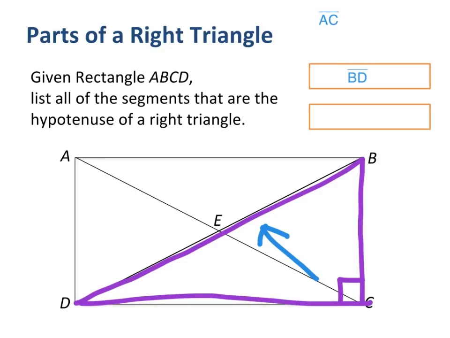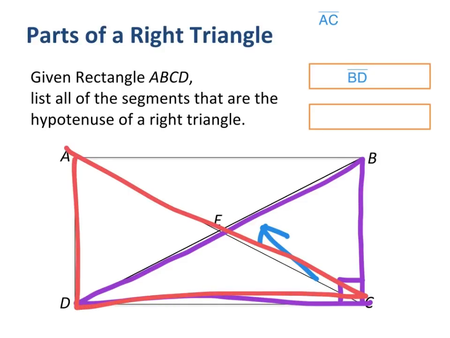However, there's another right triangle that's formed right here. And when I look at that right angle and the segment that's across from it, I find that that segment is AC. Now, of course, it forms two other triangles on the opposites of these. However, the line segments for the hypotenuse are going to be the same because the triangles are just across from each other. So I don't need to draw those triangles in. So the two hypotenuses that we have here are line segment BD and line segment AC. Let's look at the next one.